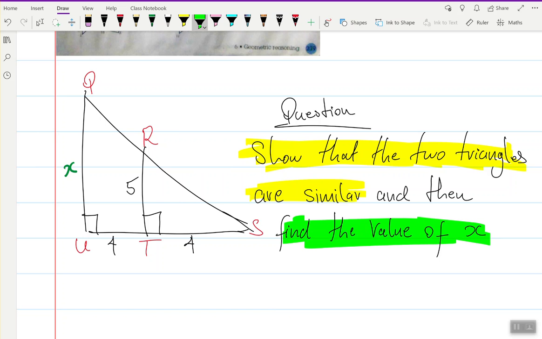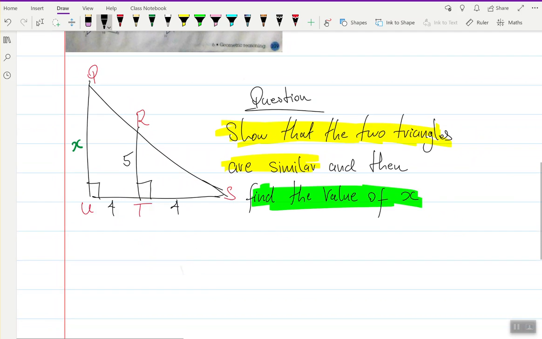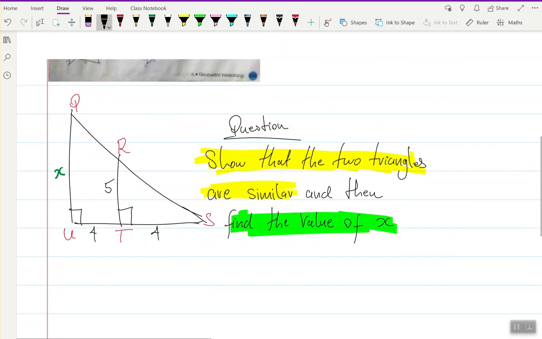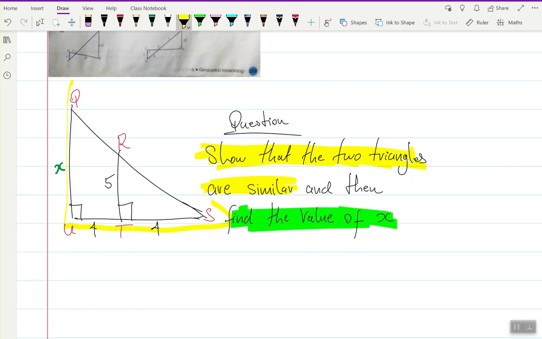There are two parts to this question. All right. Part one, show that the two triangles are similar. We're going to start with that. We use the same method that we did with congruency. Now, can you see that the big triangle, which is that one there, and the small triangle, which is that one there, both share this angle there, right? So I'm going to start with that one first.